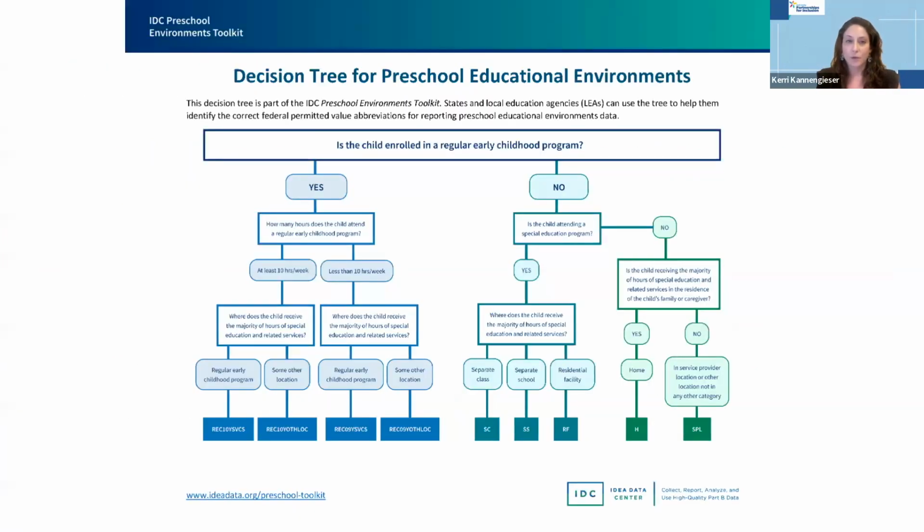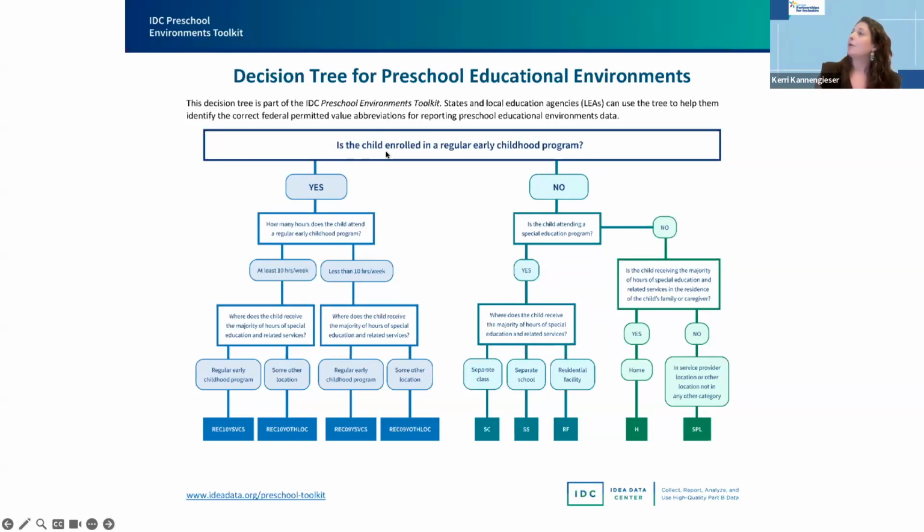We will share with you, if you weren't at Summer University, we also have a Padlet that was there. We will show this in a moment as well, but all of the resources that we're talking about this morning are on that Padlet. So this is the decision tree for preschool educational environments, and this is a very helpful tool as you're going through this process to enter the data pertaining to where a child is receiving their services. So you'll really just follow this tree.